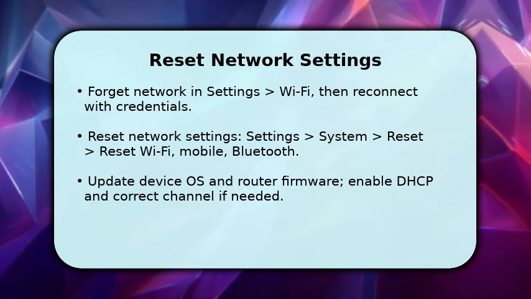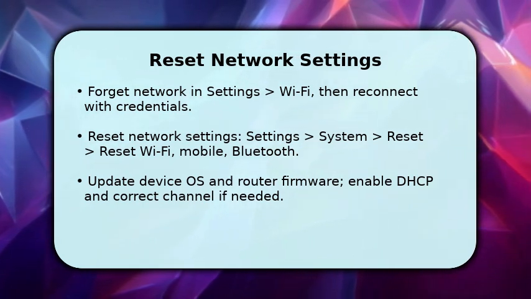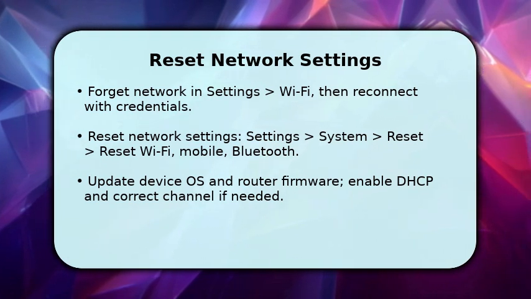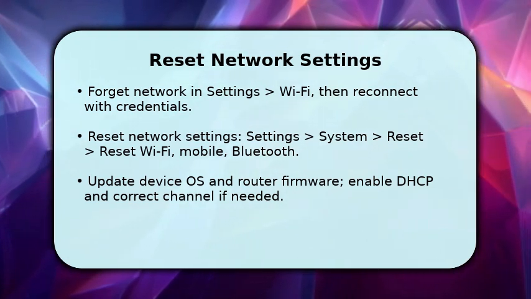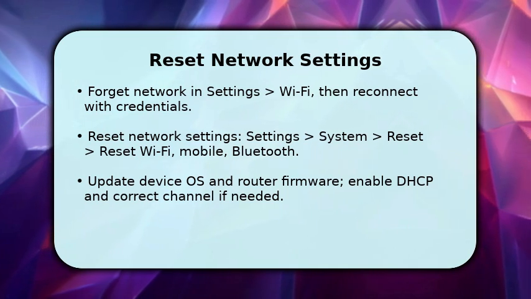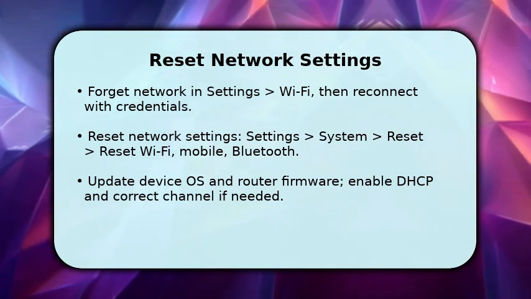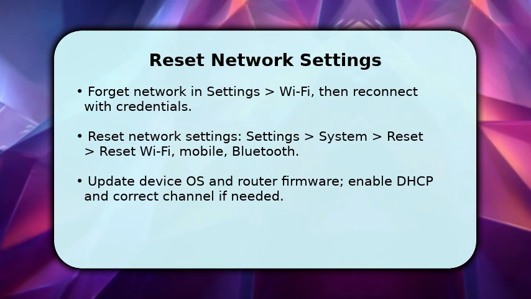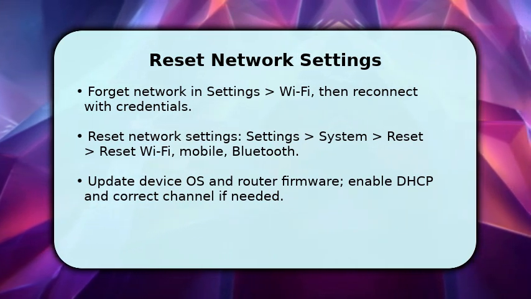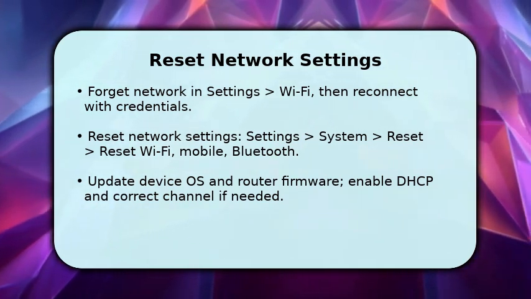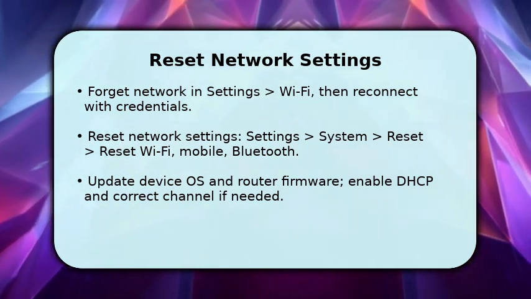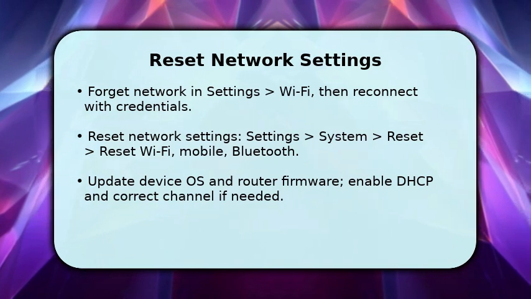If issues persist, perform a network reset under System Settings. This clears saved Wi-Fi, Bluetooth, and mobile configurations and often resolves stack-level errors. While you're at it, make sure your Oppo runs the latest OS patch and the router firmware is up to date. An outdated driver or incompatible channel can block association or slow discovery.